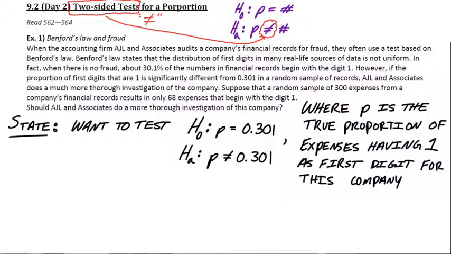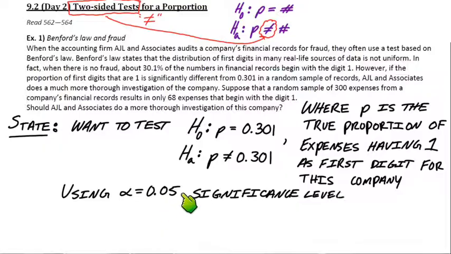And then the only other thing we need to mention here is how picky we're going to be, right? When it comes to rejecting or failing to reject, we've got to say what alpha we're going to use. So we'll use the typical one, alpha equals 0.05 for the significance level.